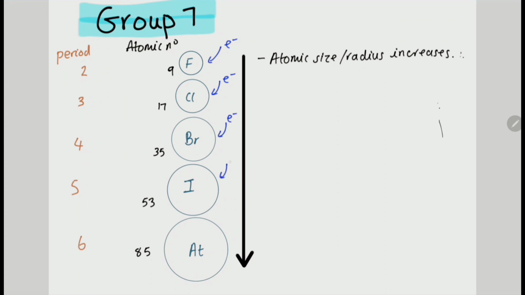Now we need to look at how easy it is to attract an electron passing by to that outer energy level. So the nucleus is going to attract it. Now the number of energy levels is going to increase as you go down the group. So that means you'll have a greater electron shielding effect. So there'll be 9 electrons shielding the pull of the nucleus for fluorine, but there'll be 53 electrons shielding the pull of the nucleus for iodine. So it's much harder for the nucleus to attract an electron as you go down the group.